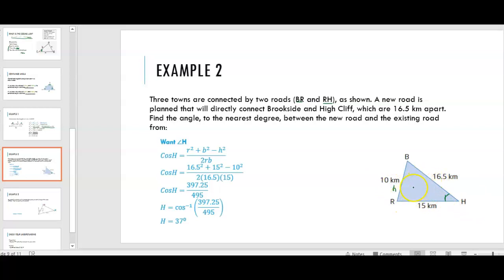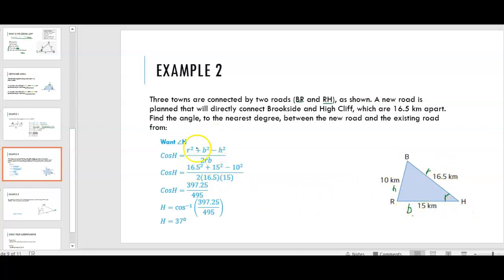Okay, opposite angle R is side R, and opposite angle B is side B. Now we're going to go back to the formula. We're going to have cosine of H equals the square of the sum of the two sides, so B squared plus R squared, minus the square of the side opposite, minus H squared, divided by double the product of the sides that contain the angle.